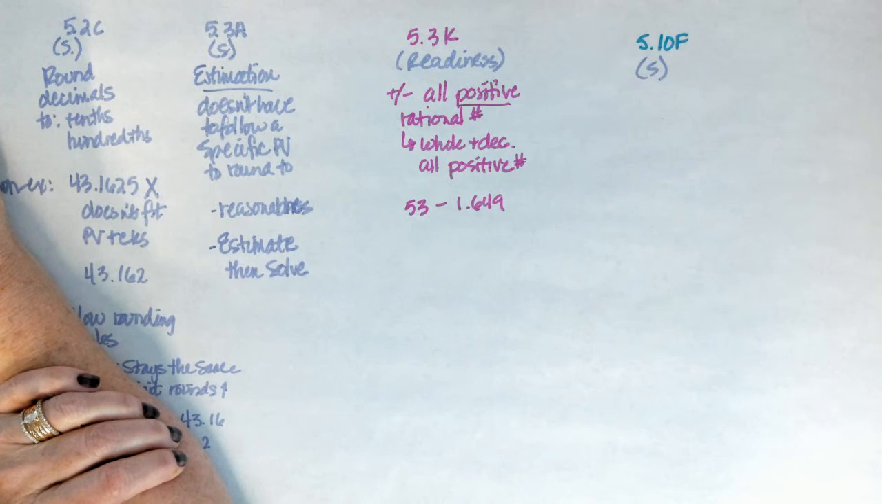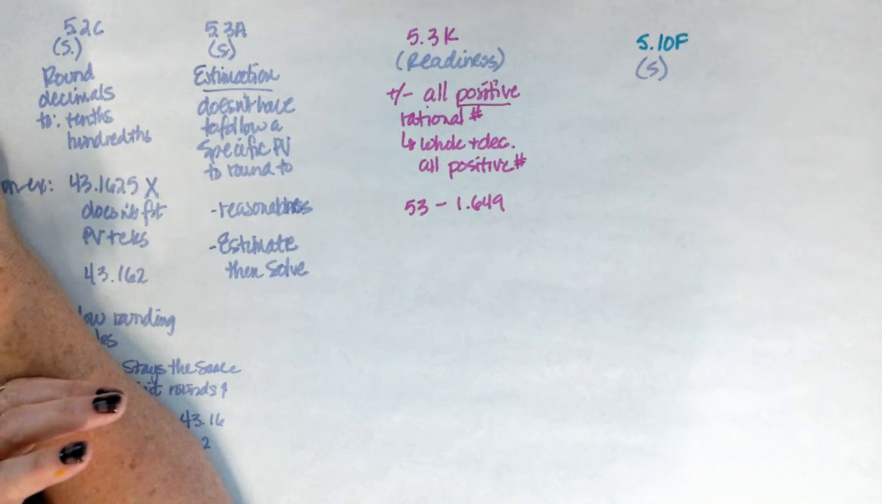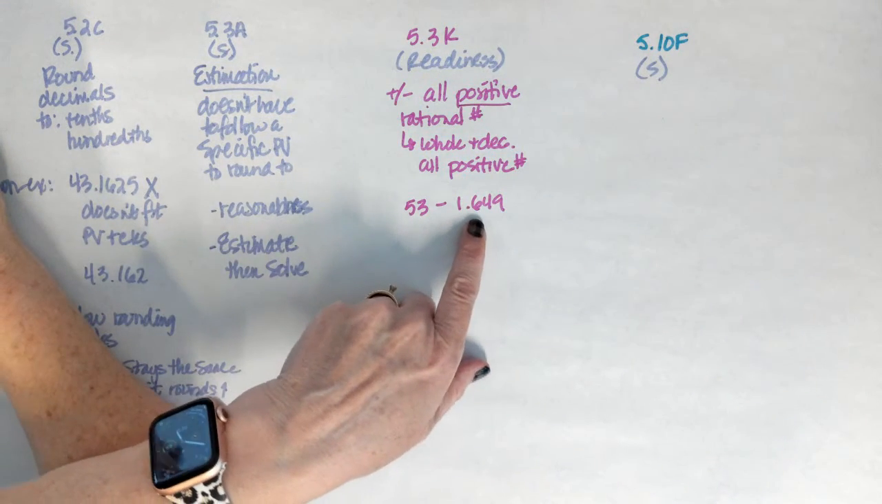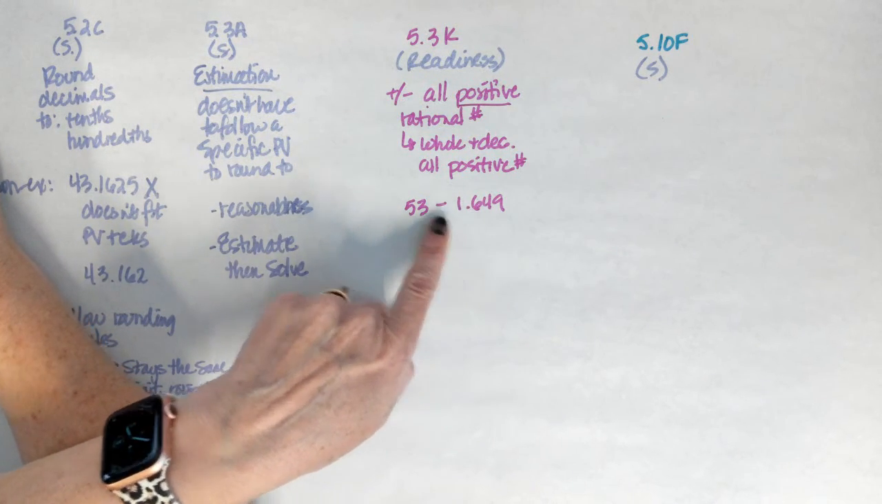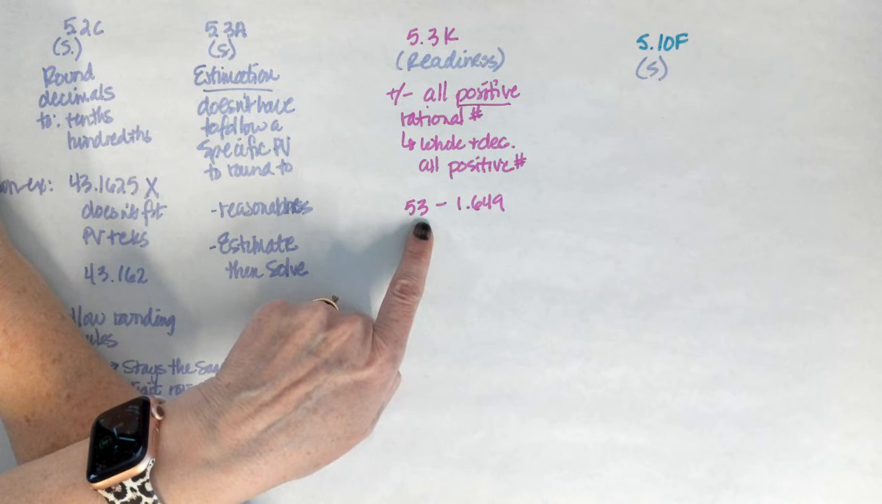Is it going to be more than 51 or less than 51? It's going to be more than 51. How do you know? Because this isn't 2, it's less than 2. So I'm really taking less than 2 away from this.